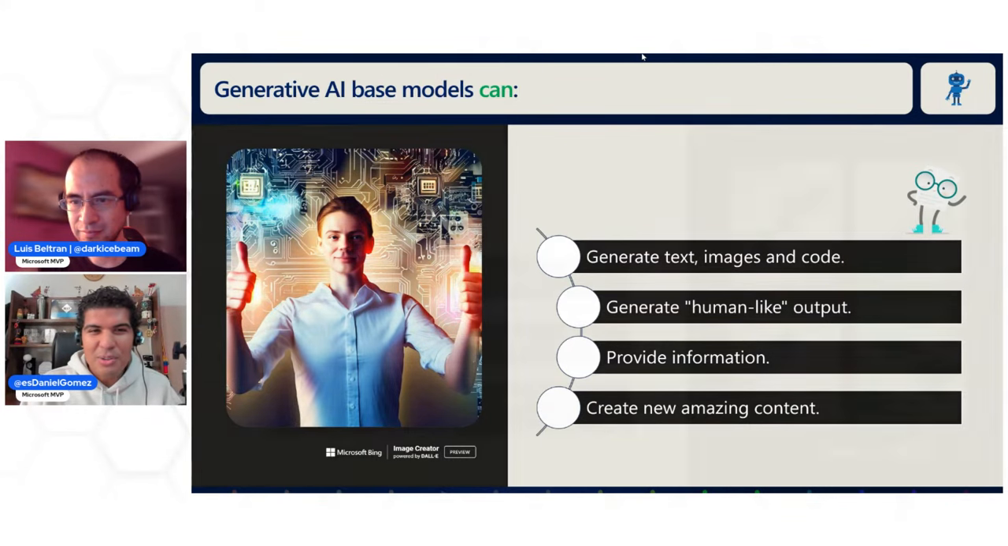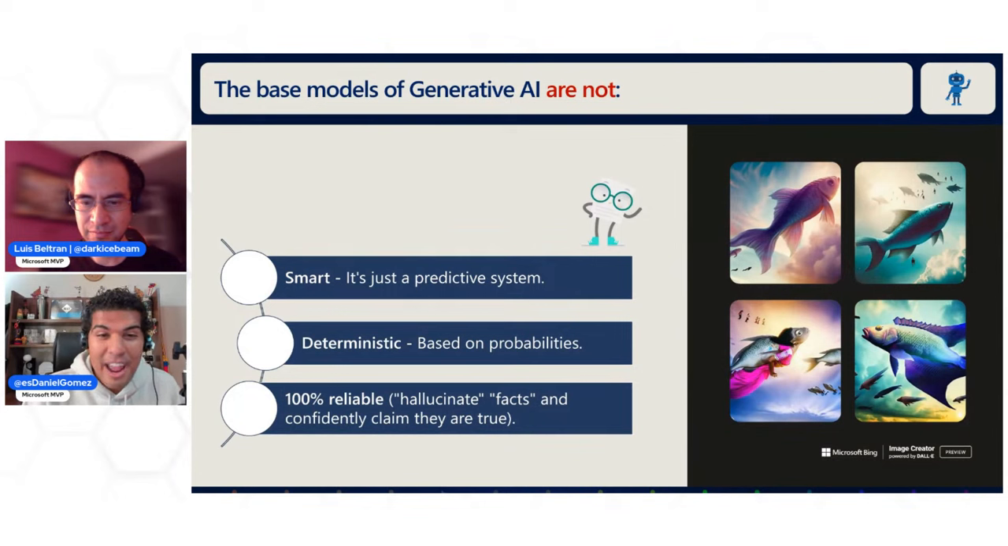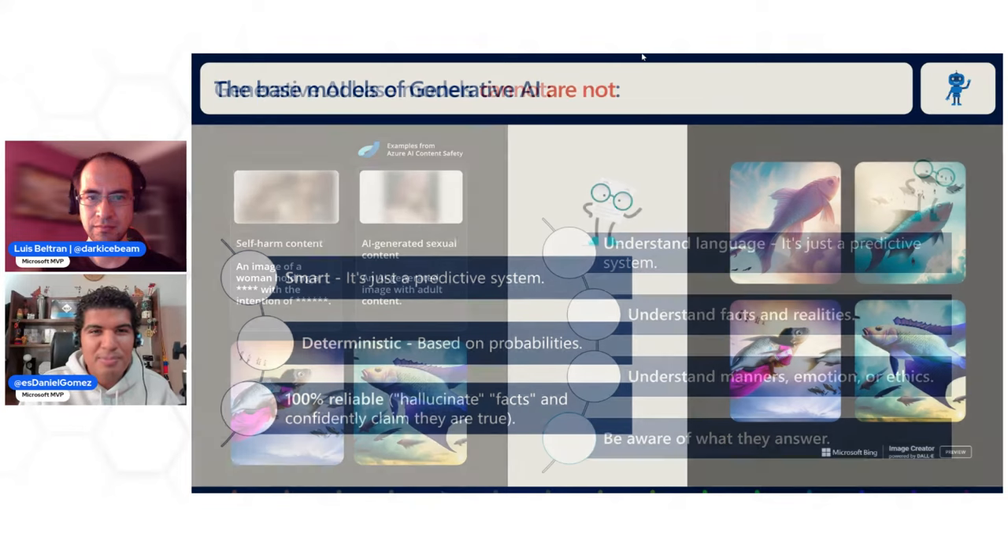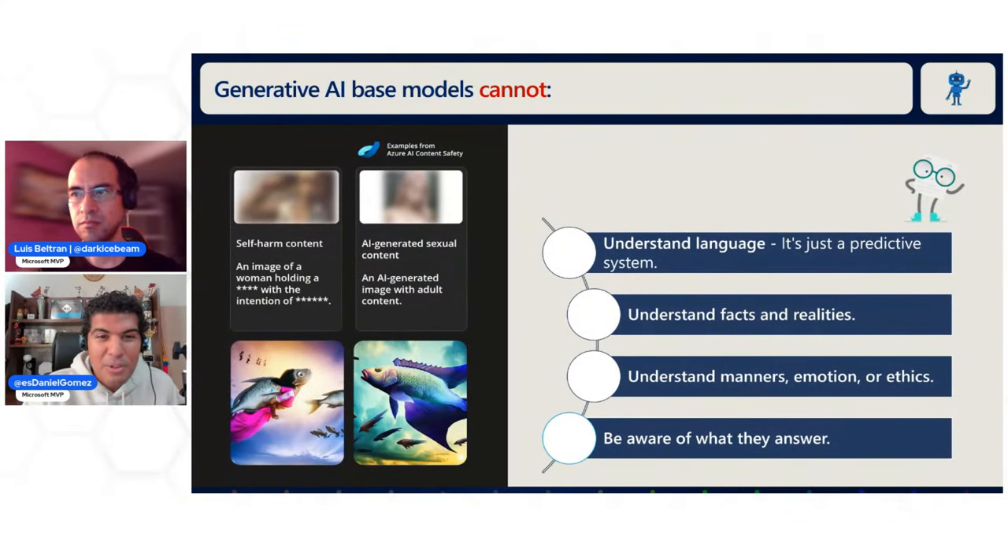But it's also important to consider that generative AI models are not smart. These generative AI models are just predictive systems that generate content from an entry. Also, they are non-deterministic, because everything is based on probabilities and is not 100% reliable. As a predictive system, the most important thing is to generate new content from previous data. Also, generative AI models cannot understand language, for example, or understand facts and reality.